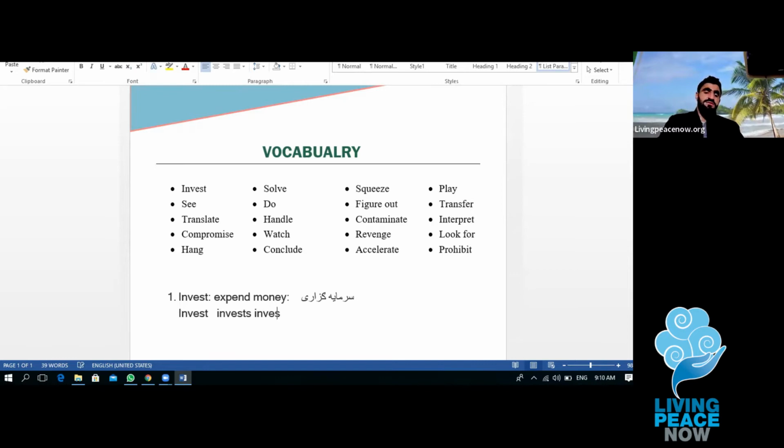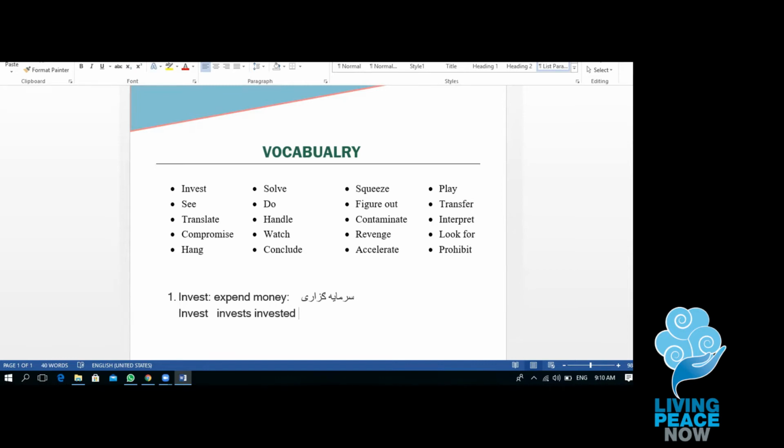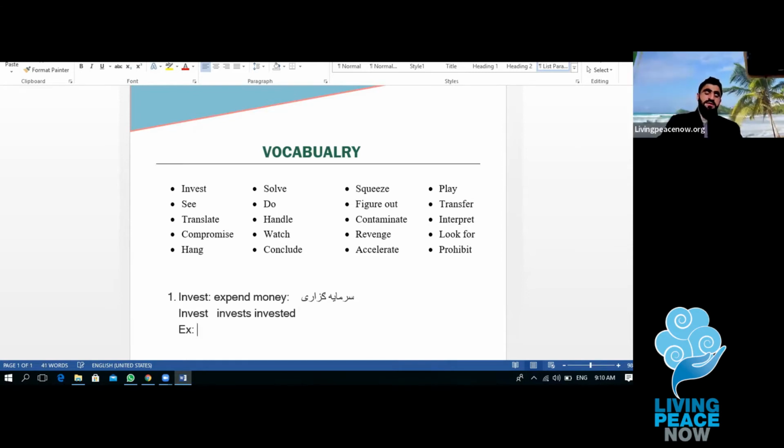And also invested is the past form. Invested is the past form. For example, I would like to say one example. She invested money for paving roads. I'm sorry, roads. She invested money for paving roads.